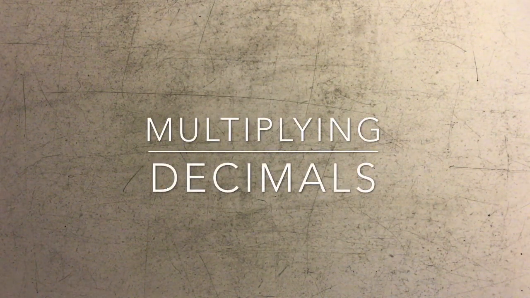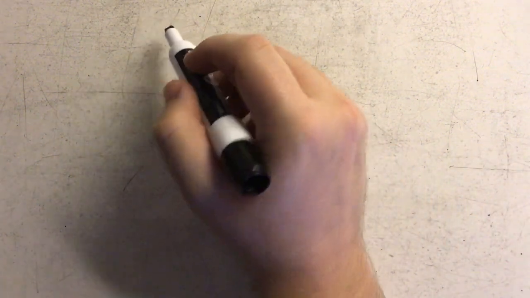Hey there. Today we're going to learn how to multiply decimals. And multiplying decimals is very similar to multiplying whole numbers in terms of the way that we solve the problem. So let's take a look at our first example.